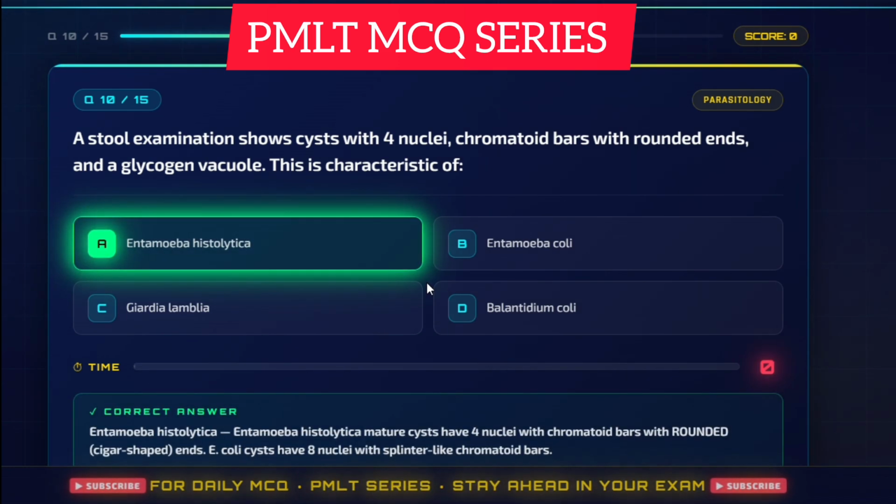The correct answer is A. Entamoeba histolytica. Mature cysts have 4 nuclei with chromatoid bars with rounded, cigar-shaped ends. E. coli cysts have 8 nuclei with splinter-like chromatoid bars.